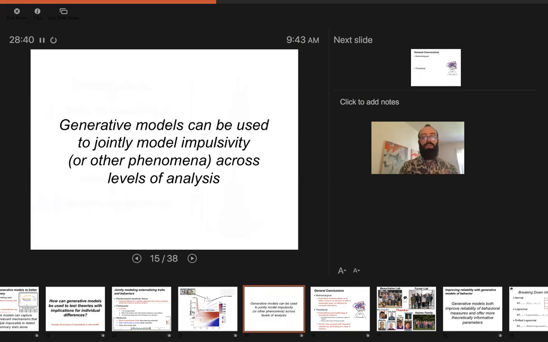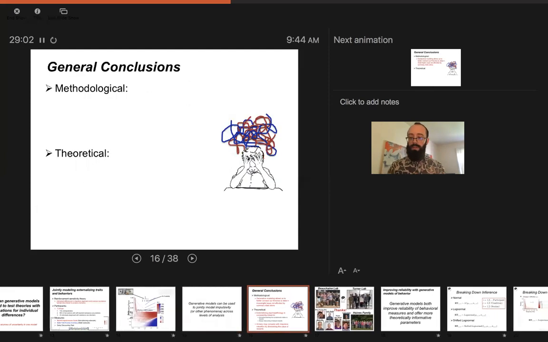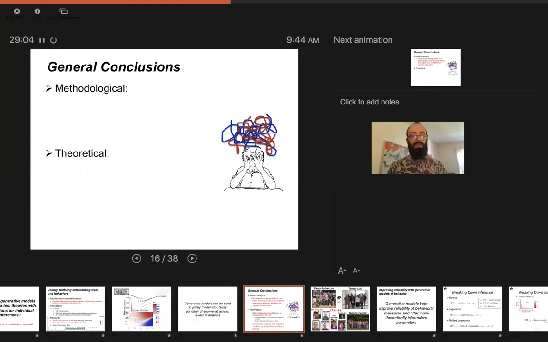But more generally, what this shows is that generative models can help us jointly model impulsivity and other phenomena across levels of analysis, so that I can make these interesting inferences on how impulsive behavior relates to these traits or mechanisms, like anxiety, that our theories make specific predictions about. Okay, so those are the studies that I wanted to talk about. Now I just have two different categories of conclusions that I wanted to quickly go over.